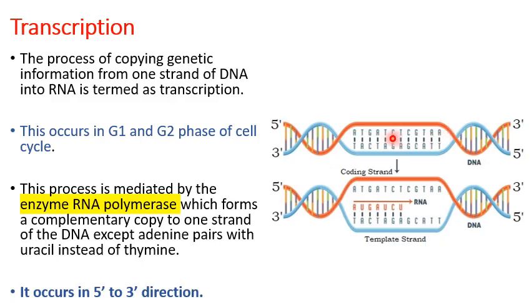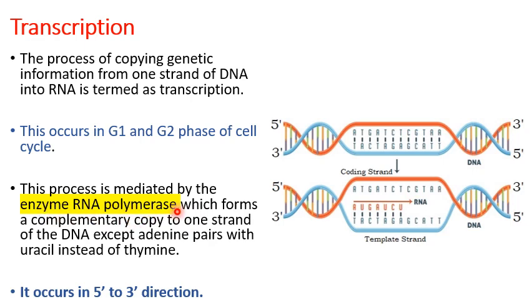Now, what is transcription? According to the central dogma, which we did in the previous video, central dogma is transfer of the genetic information from DNA to RNA and then to proteins. So this process of copying of the genetic information from one strand of the DNA into RNA is termed as transcription. And as usual, it occurs in G1 and G2 phases of the cell cycle. This process needs the help of the enzyme RNA polymerase.